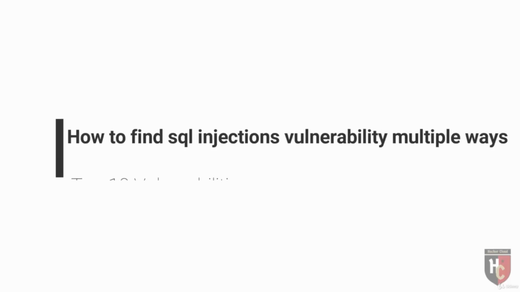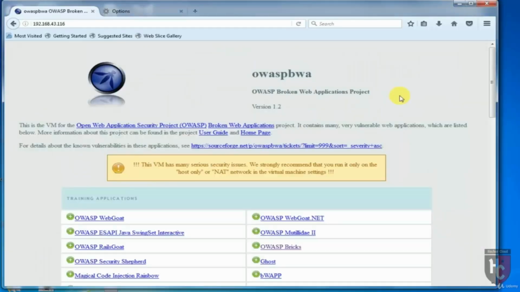Welcome to this video lecture. We will talk about how to find SQL injection vulnerability in multiple ways. We have to start our OWASP Broken Web Applications. Here you can see that the OWASP Broken Web Applications is up and running.